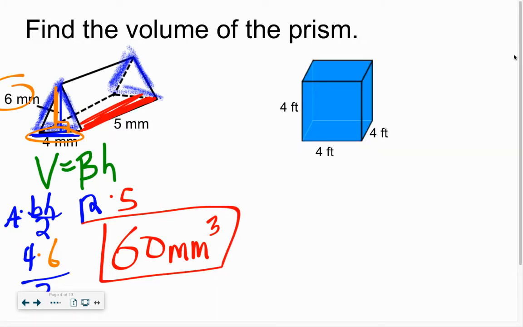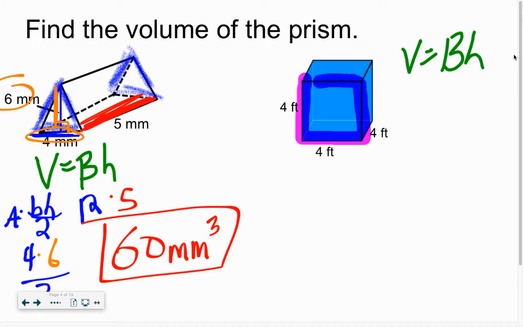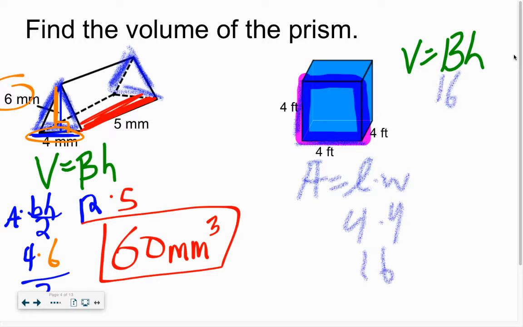Here we go again with another prism, finding the volume. We go V equals big B, little h. To find the big B, we're talking about the area of the base, the general shape pushed all the way through it, a squarish rectangle. So we're going to find that area equals length times width. So the length, 4 times the width, 4 times 4 gives us 16. And then you just take it times the height, the distance from that square to the front and the back. 16 times 4 gives you 64 feet cubed.